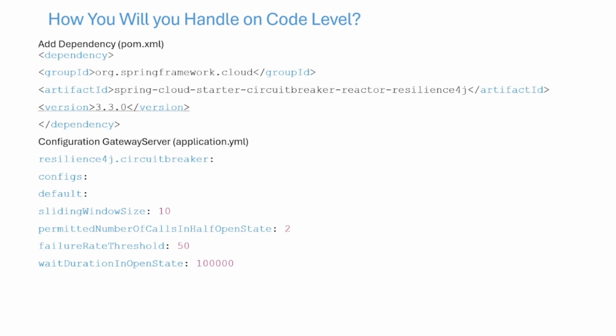You can see over here in the configuration of the gateway server in the application.yml, we have given this configuration. By default, the configuration is there. The sliding window size is 10. It means 10 microservices can be run at a time. The permitted number of calls in the half open state is 2, and the failure rate threshold is 50%. And what is the wait duration?